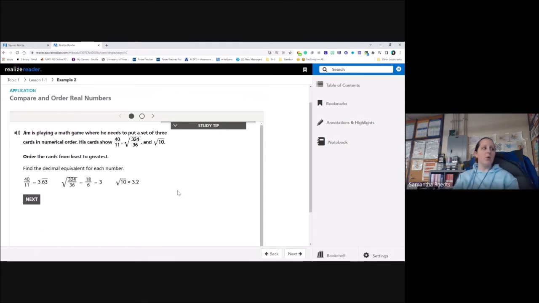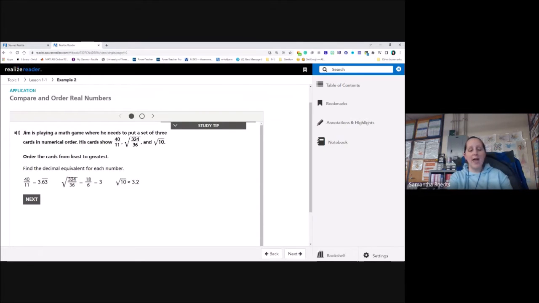So we want to find the decimal approximation for each of these numbers. So 40 divided by 11 is 3.63, where the 6 and 3 are repeating. So it'll be a pattern of 3.63636363. Okay. The square root of 324 divided by 36, I can simplify that. I can take the square root of each of those numbers. So the square root of 324 is going to give me 18, and the square root of 36 is 6. 18 divided by 6 gives me 3.